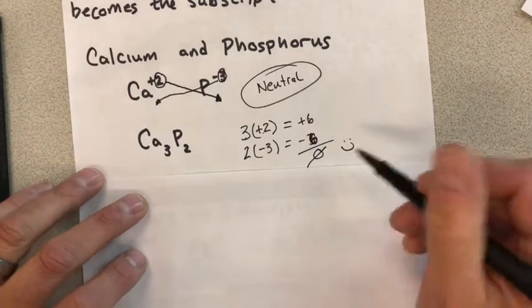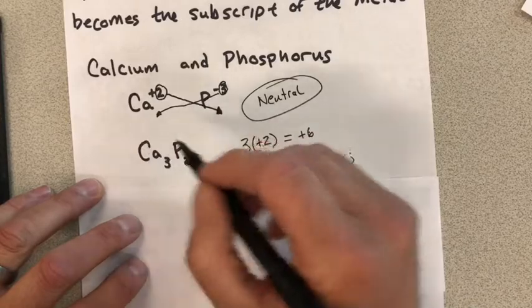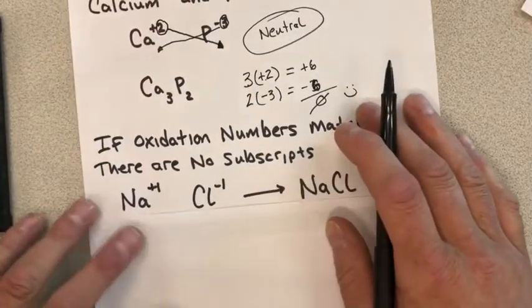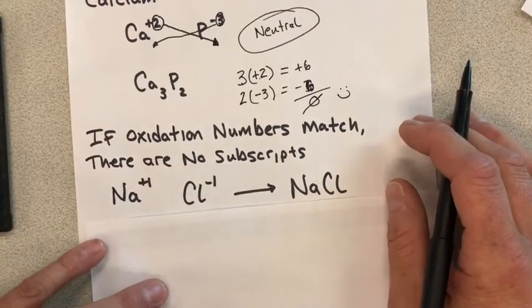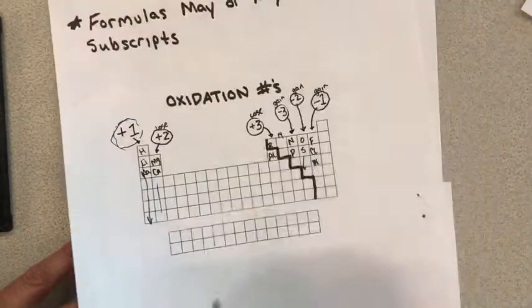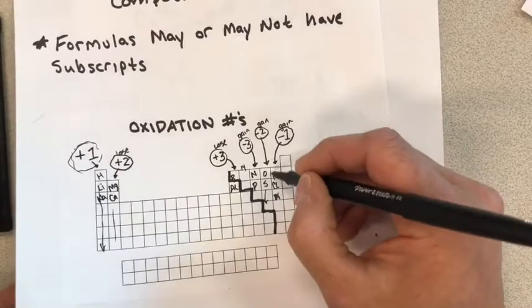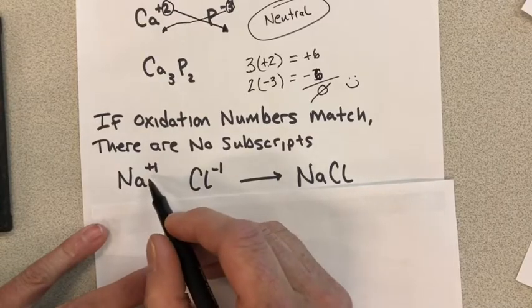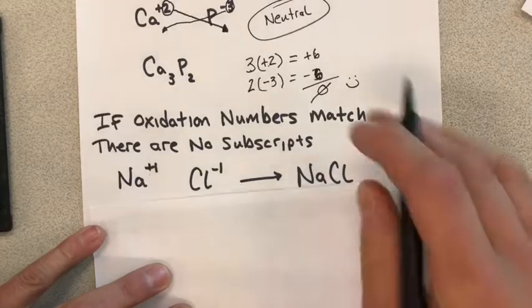Okay, now that's just sort of why we do it. As long as you can execute this switcheroo rule with oxidation numbers, you're in good shape. Now, if the oxidation numbers match up, then you don't need any subscripts. So for example, sodium, which is over here in the +1 column, is matched with chlorine, which is in the -1 column. And so here's the oxidation states, they're both 1s. And so when the positives just equal the negatives, you don't have to put a subscript.